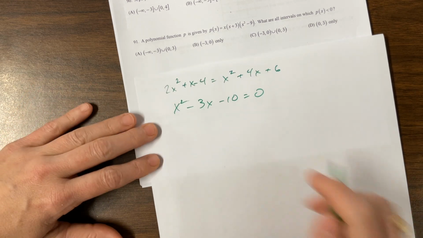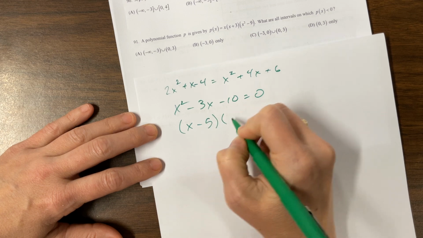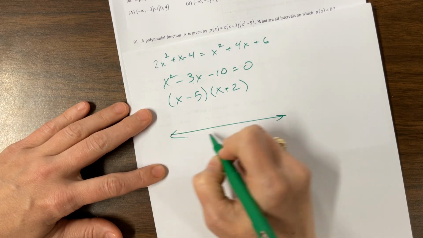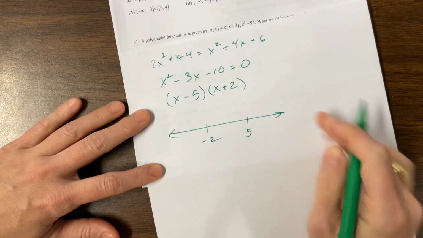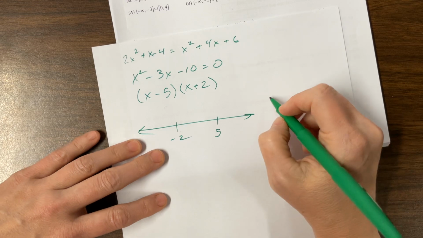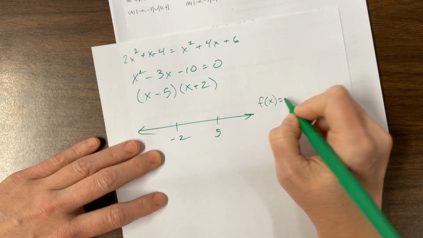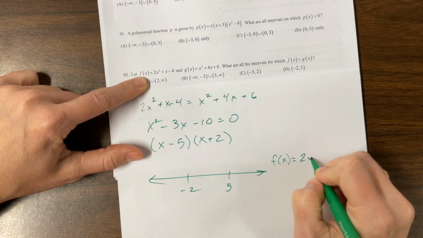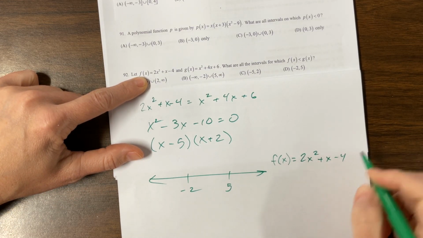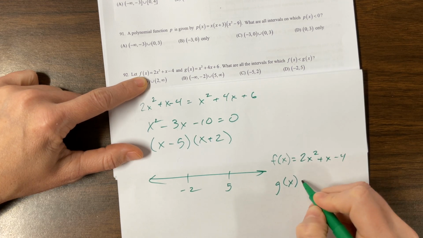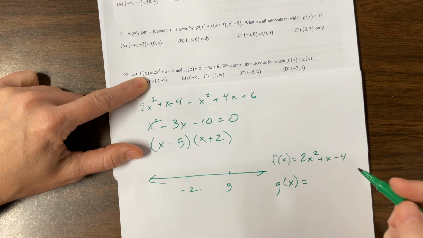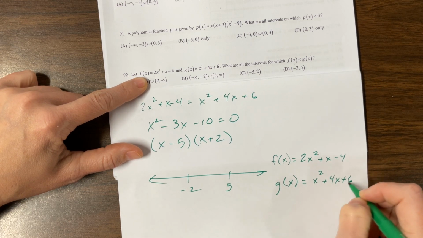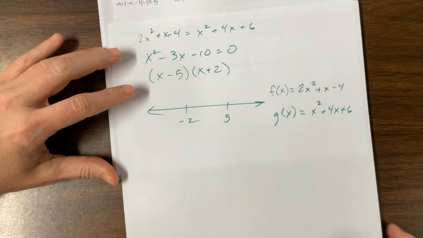Oh, this factors nicely. It's a negative 5 and a positive 2. Okay, and so now on my number line, I have a negative 2 and a positive 5. And so I could look at this and say, okay, well my f of x is equal to, oh, I just forgot. f of x was this one: 2x squared plus x minus 4, and my g of x is equal to... I haven't thought about these problems in a little while, so this may or may not be the most efficient way to do it, but it'll get the job done.